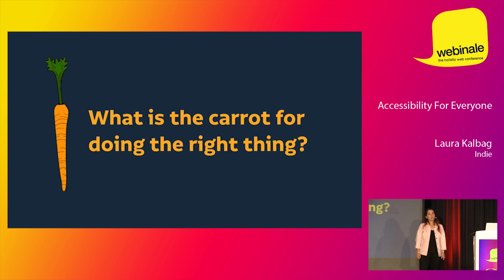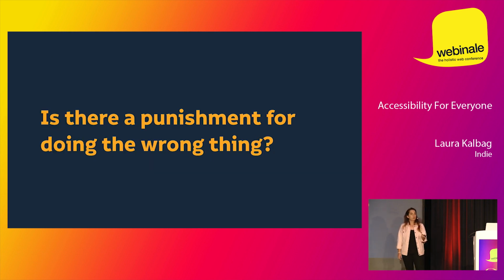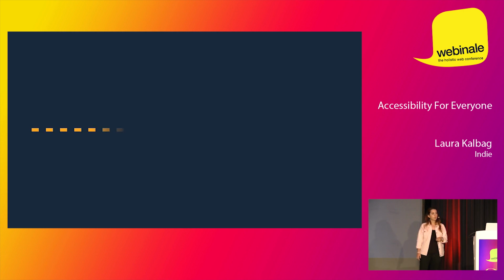What is the carrot for doing the right thing? What is the carrot for building beneficial everyday things? Will we be rewarded with a better society for doing this work? And what's the punishment for doing the wrong thing, for building harmful things? Bad publicity, damaged reputations, being sued. I mean, all of these punishments are things that might hurt us as individuals. Are we punished for harming other people? Where do we draw the line?